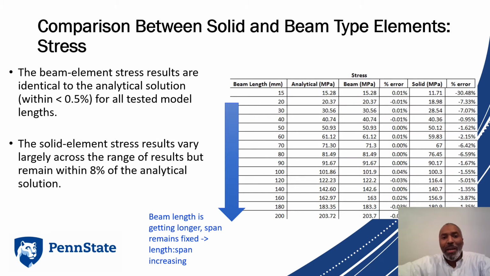All right. Now we can also look at the comparison between solid and beam type elements for stress. If we look at beam length on one axis in our table, going from again 15 to 200, we look at the analytical solution and then compare that to the beam solution and the solid element solution. We can check our percent errors, and in general the percent errors are low across the board, especially for stress. The percent error is around 0.1% or so, or a few hundredths of a percent, and our percent error once we get off the smallest beam length is around 6% or less for the solid elements for stress.